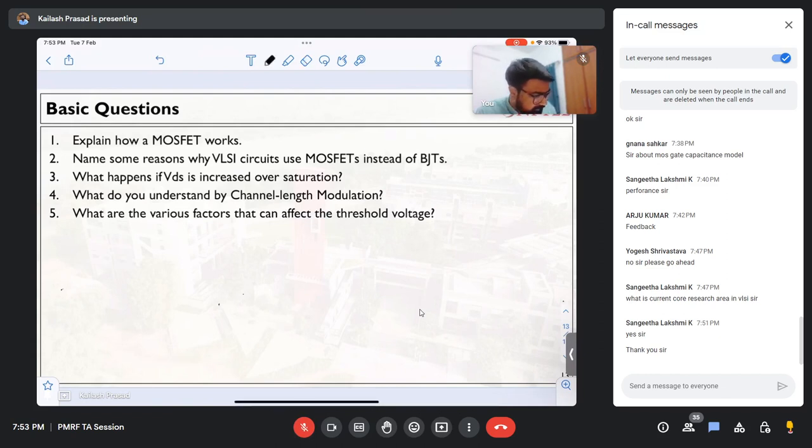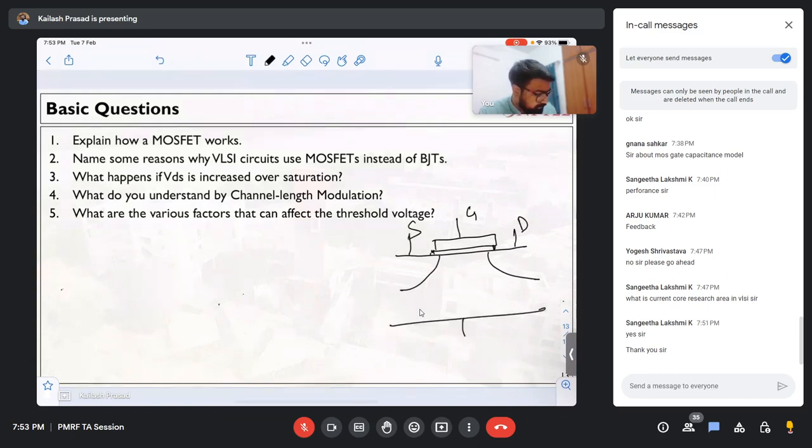So here is a small diagram of a MOSFET. This is my gate. Here is the oxide. This is my source. This is my drain. And this is my bulk, my body.